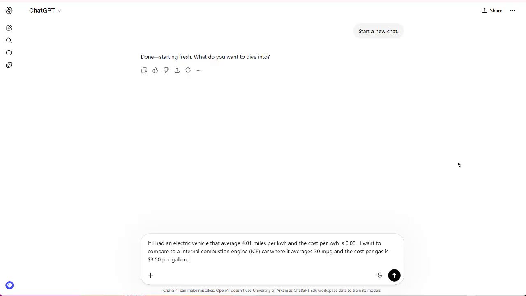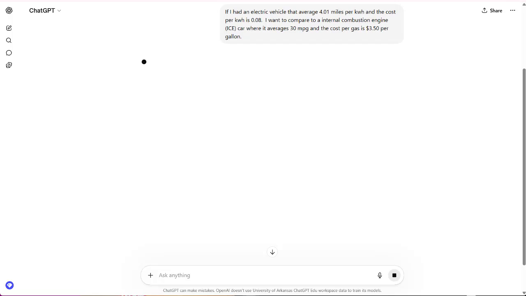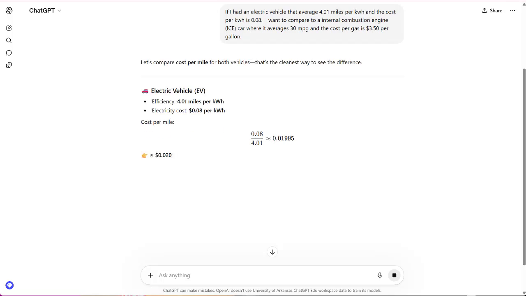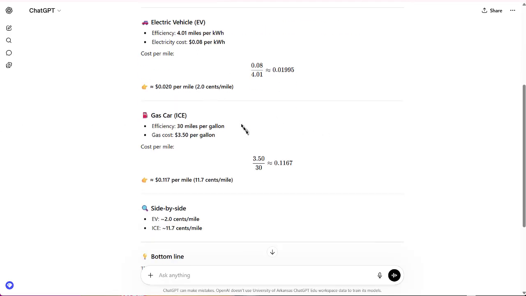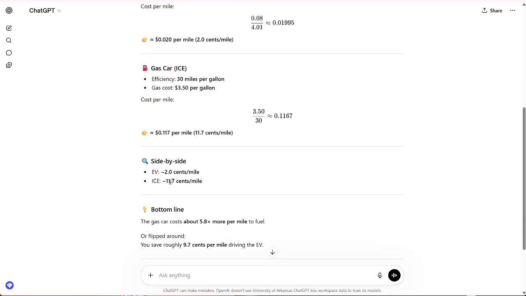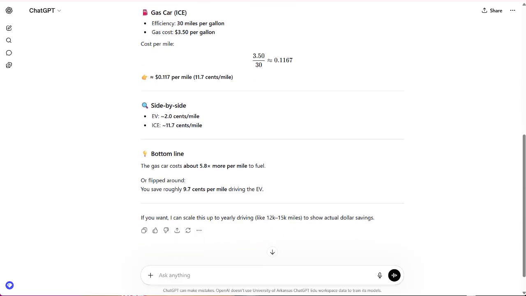And so I want to do a trade-off there, and I'm just setting out what the parameters are. It's going to say how much the cost per mile is. So the electric vehicle cost is 2 cents per mile. For a gas car, it's 12 cents a mile, and so we can see that side by side.